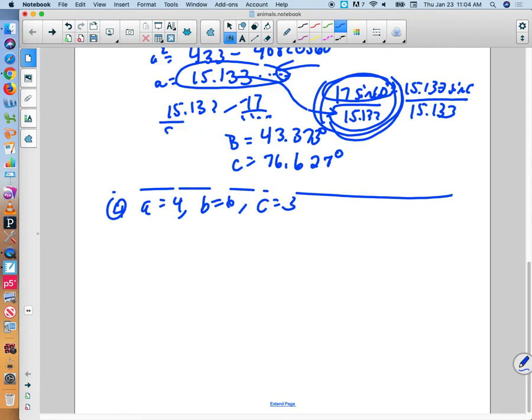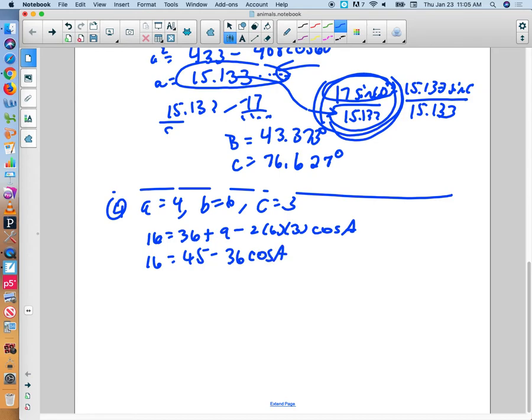Law of cosines, if I find A first, watch what happens, girls. And this is where you super need to listen. Big time. Okay? If I say A squared equals B squared plus C squared minus 2BC cosine A, I'll have 16 equals 45 minus 36 cosine A, I believe. You could do as much on your calculator as you want to. What's 16 minus 45? 29 equals negative 36 cosine A.